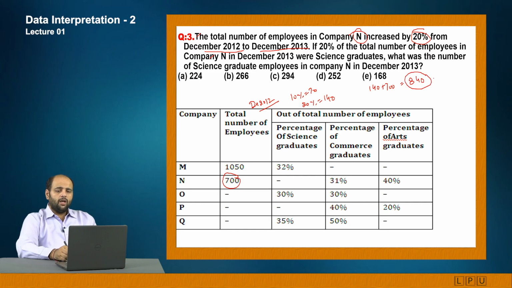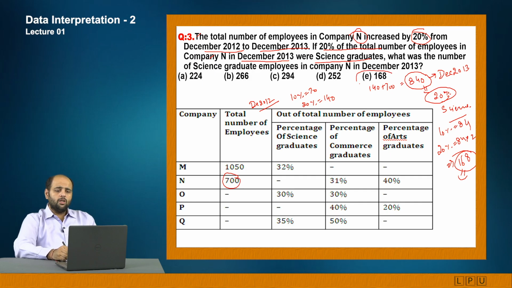So these are the number of employees in December 2013. Now he is saying that 20% of the total number of employees of the company in December 2013 were science graduates. He is asking what was the number of science graduate employees in 2013. So we just have to find 20%. 10% is equal to 84, so 20% is 84 into 2, which is 168 employees.